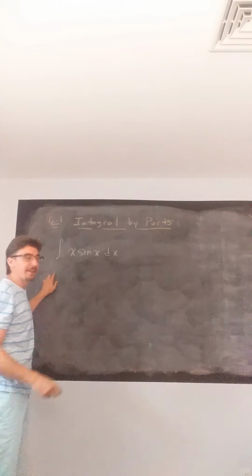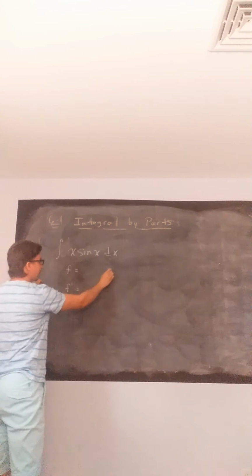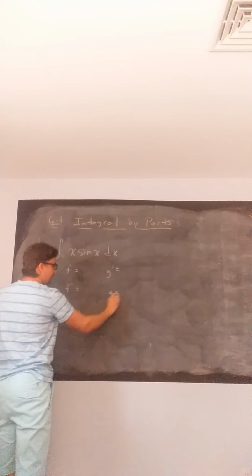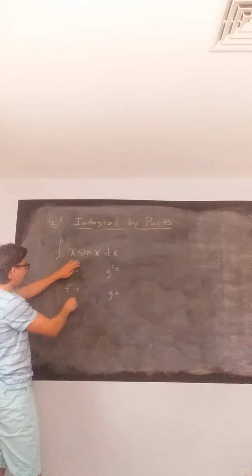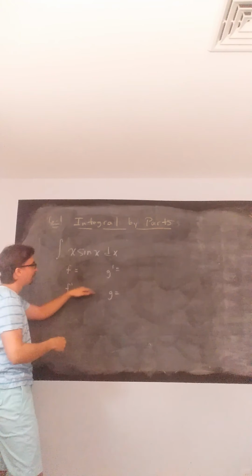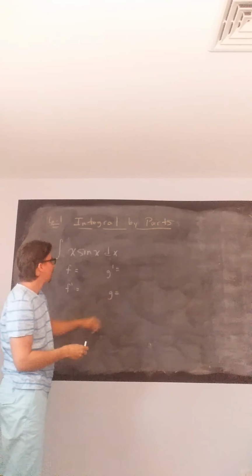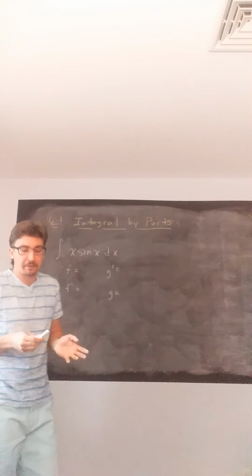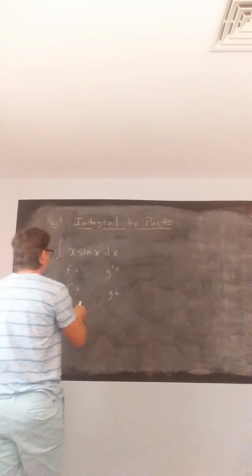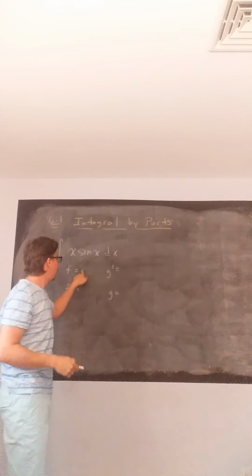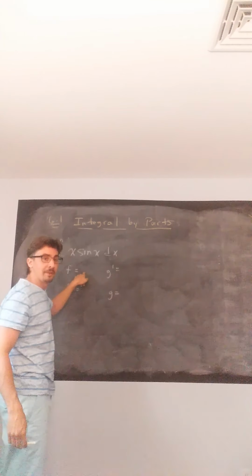And here's how we set it up. I'm going to have f, f prime, g prime, and g. So what we've got to do is pick functions f and its derivative, g prime and its integral g. Now the question is, what do you pick for f and g prime? Because you have two choices. Typically, you want to pick the easier of the two for the derivative to start off.